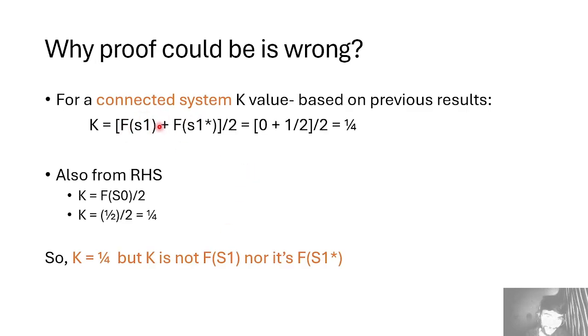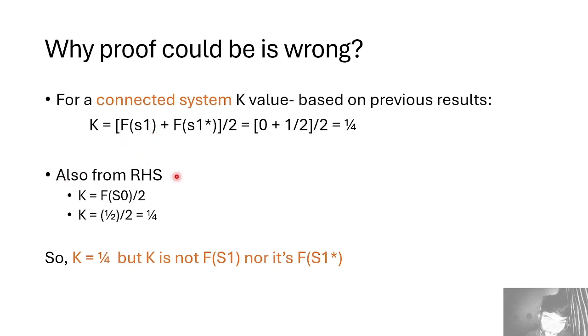you need the f sum of s1 and f sum of s1 star. We know both the values. This is 0, this is 1 by 2, and we'll get 1 by 4. And we indeed get 1 by 4 in our solution given by Ramanujan. He did tell that this is k, but what he did wrong here is that he told you that this k is actually the f sum of s1. That's what he told you, right? And that is indeed wrong because it's not.